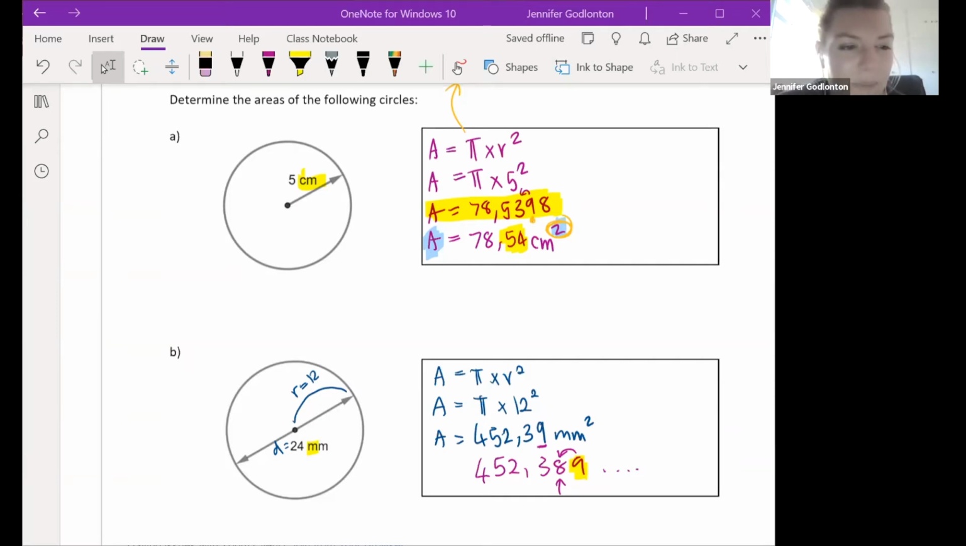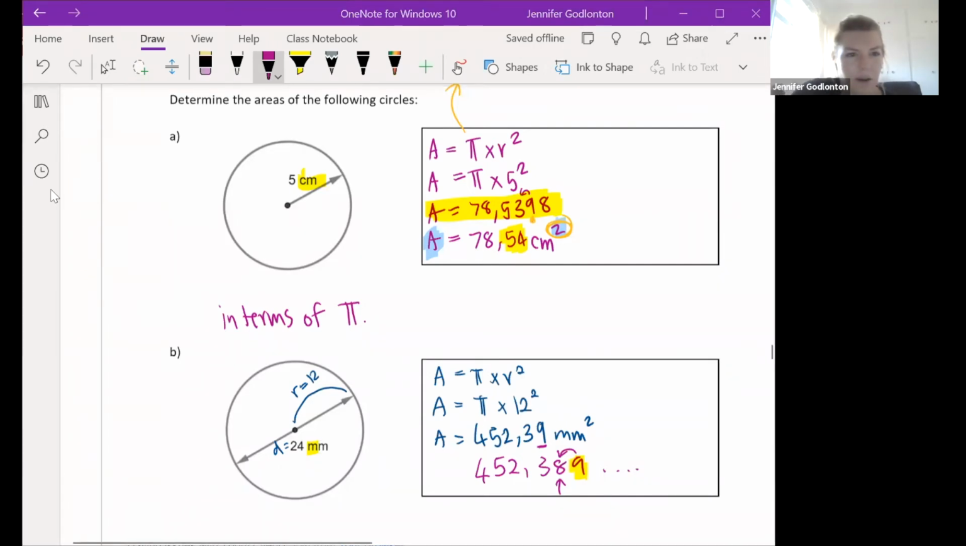Mfile, how can I help? Ma'am, is it wrong if you leave your answers in pi? It is wrong unless the question says in terms of pi. So if the question says in terms of pi, then you can leave your answer with pi. But if it doesn't say that, then we need to round it off. Okay, thank you, ma'am.